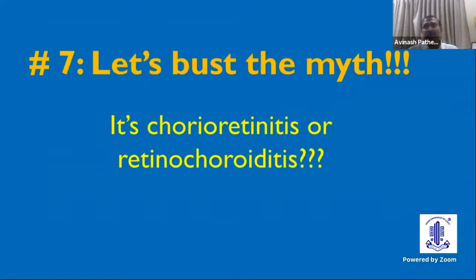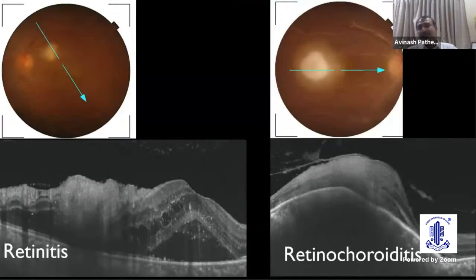Having spoken about the 6 points, the seventh important point is that there is always confusion when people talk about whether it's chorioretinitis or retinochoroiditis. Let me share with you a simple OCT which can depict how toxoplasmosis starts. It's a retinitis to begin with, and once it begins in the retina, it then moves on to the choroid. So it is retinochoroiditis, and I would defer from calling it chorioretinitis, because chorioretinitis means it starts from the choroid and goes to the retina. So toxoplasmosis is a retinochoroiditis.